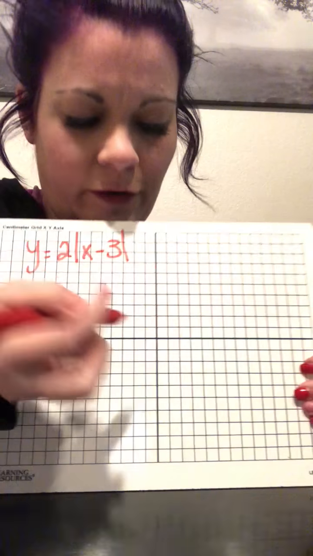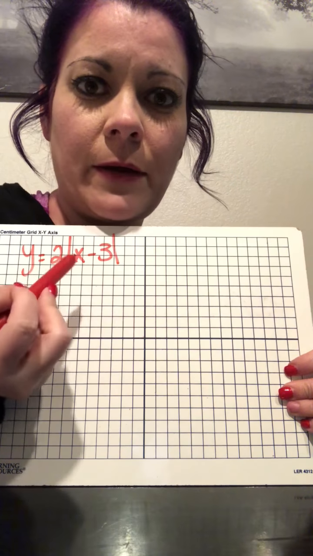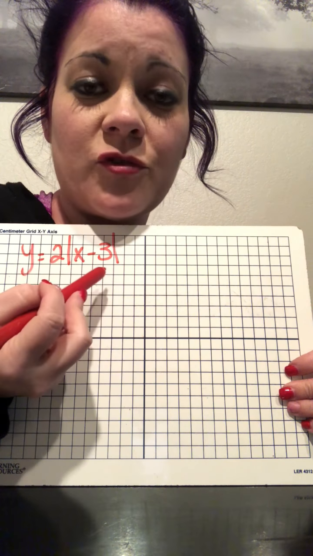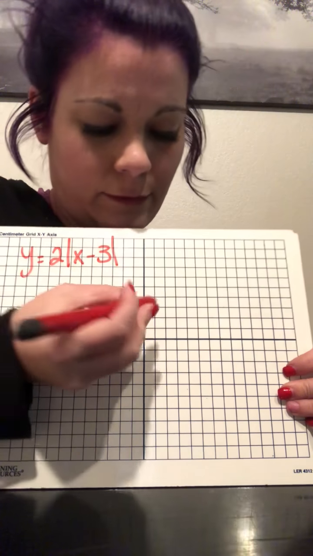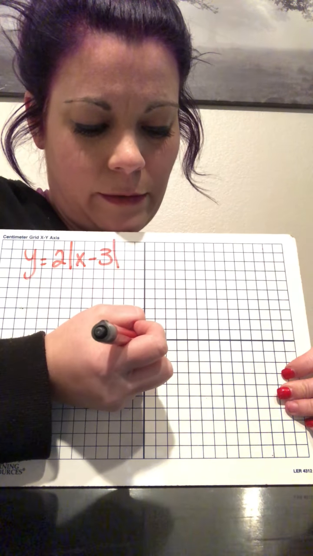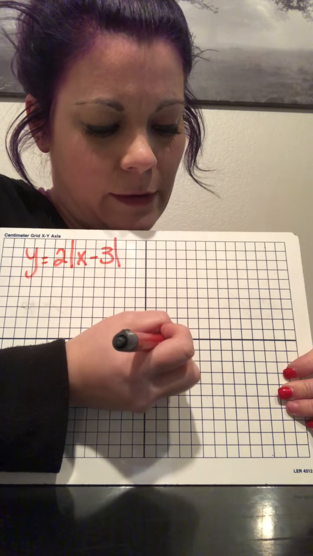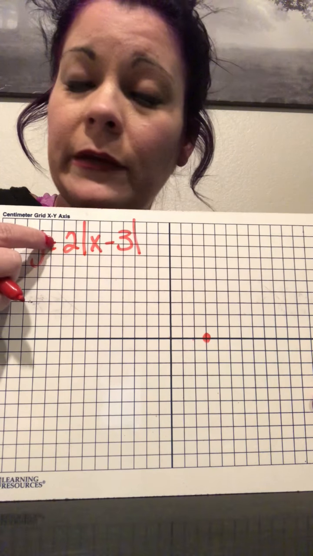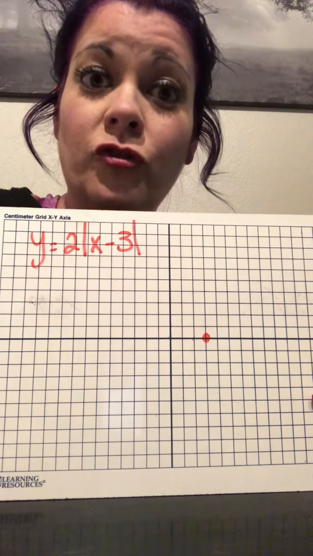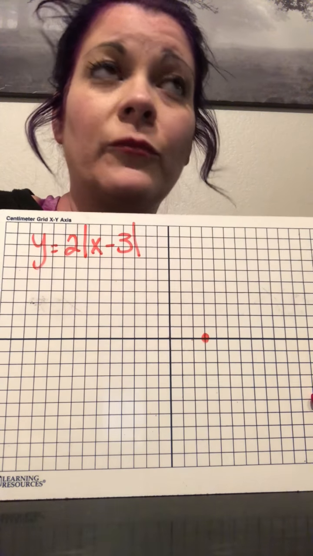So this one, y equals 2|x - 3|, we have to figure out where the vertex is first. We know we start at (0, 0), but when we have subtraction, we know we're moving right 3 times. So x minus 3 moves to the right 3, and that's where our vertex is going to be.